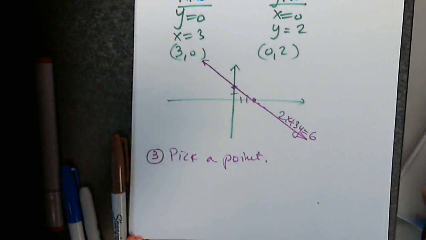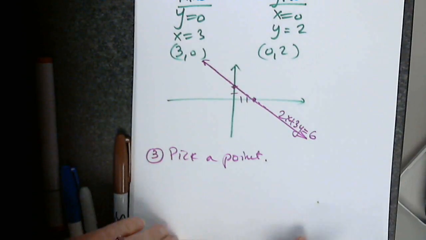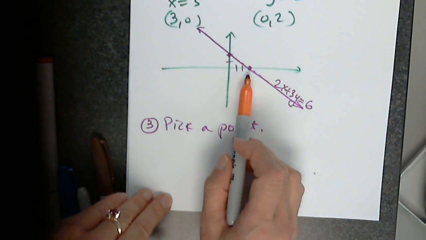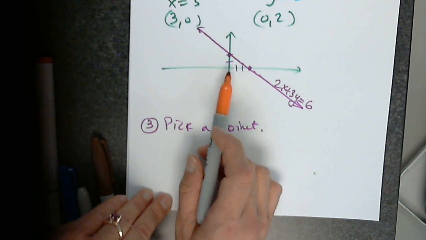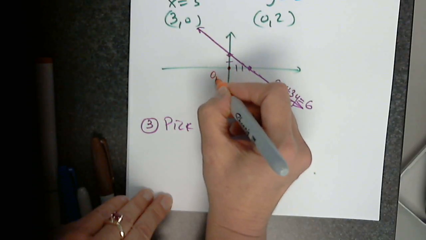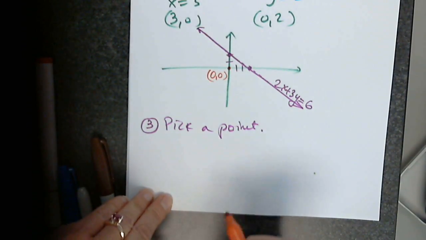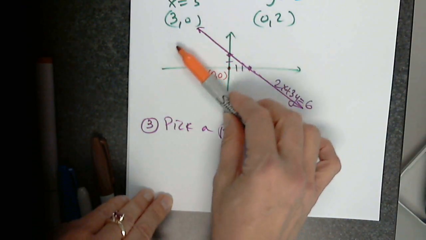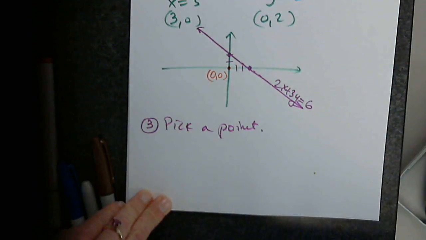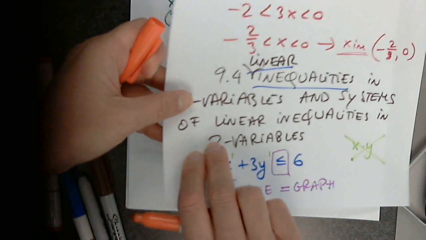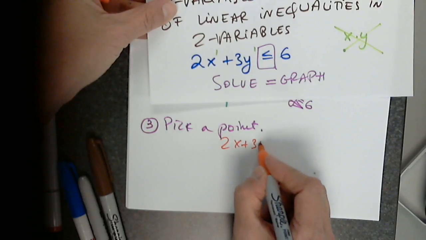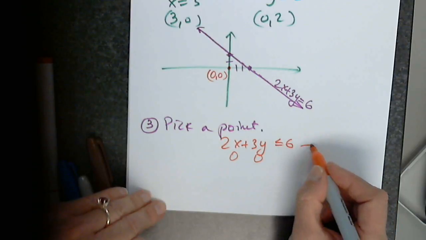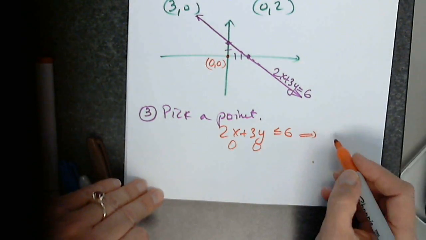Would you agree? Okay. So I decide to pick a point that is the easiest I can work with, and also because the line does not pass through it. So of course I'm going to pick a very easy point, which is 0, 0. I realize that I picked the point in the bottom territory. That's very important to remember. And then I plug it in. So my inequality was 2x plus 3y less than or equal to 6. So I plug in 0 and 0. What do I get when I plug in 0 and 0?